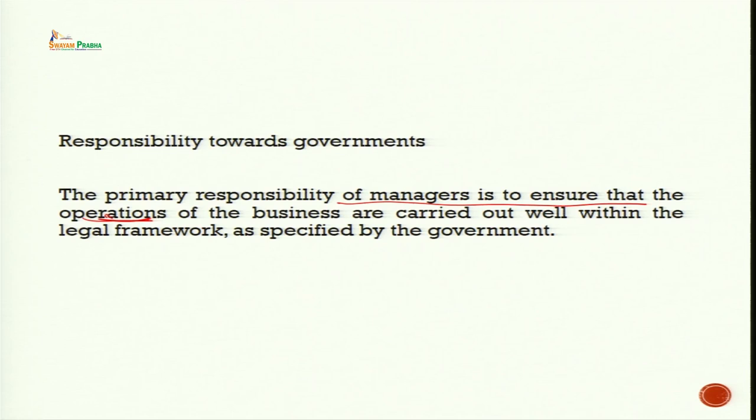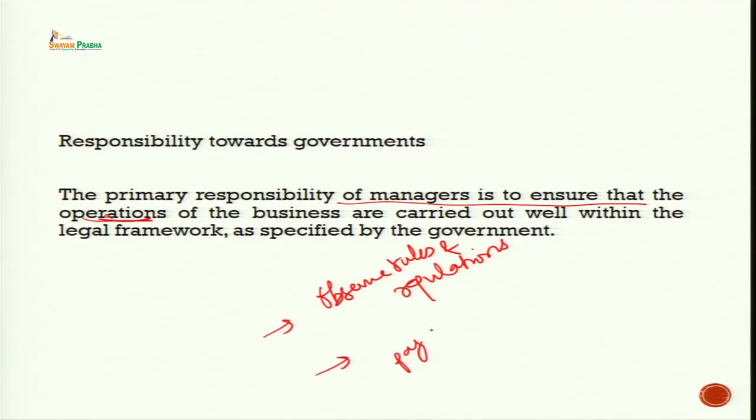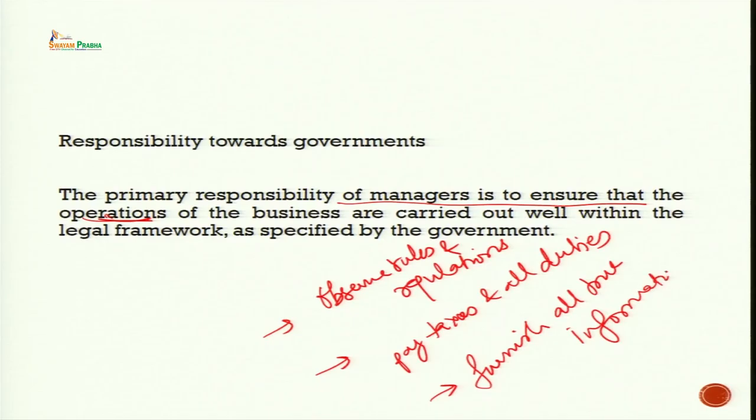And here manager must respect the specific rules, guidelines, regulations, norms laid down by government from time to time. Further, they should pay all the taxes, dues and duties payable to the government fairly and regularly. They should also furnish statutory information about the company, like copy of balance sheet, in a true and fair manner to the registrar of the company. In brief, their responsibilities are first to observe all rules and regulations. Second, they have to pay the taxes and all duties, and then finally furnish all true information. This is the manager's responsibility towards the government.